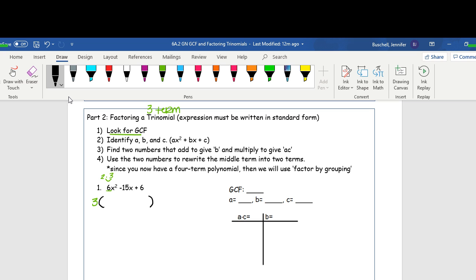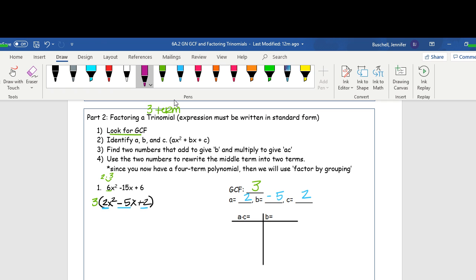So 6x squared divided by 3 is 2x squared. Negative 15x divided by 3 is negative 5x. 6 divided by 3 is 2. So my GCF is 3. Now that I have found my GCF, I'm going to identify my new ABCs. So my new A, which is next to my x squared, is 2. My new B is negative 5. And my new C is 2.